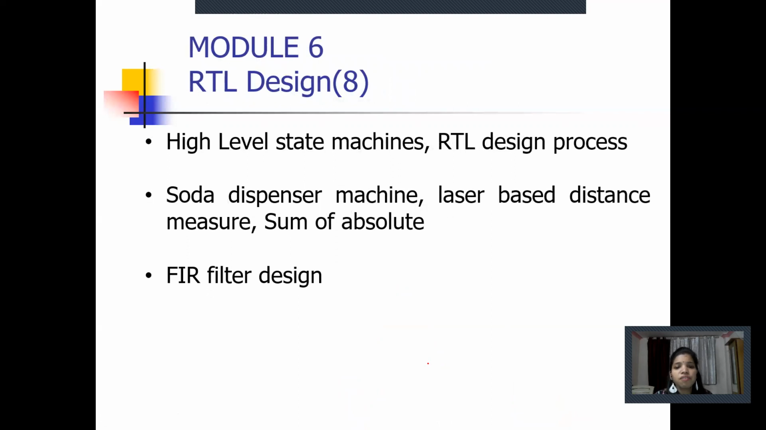Module 6, there is high level state machine RTL. So we'll learn what is RTL, what is the RTL design process. And there we will learn 4 case studies. One is a toll dispenser, laser based distance measure, sum of absolute differences, and FIR filter design. These 4 case studies we'll learn in this module.